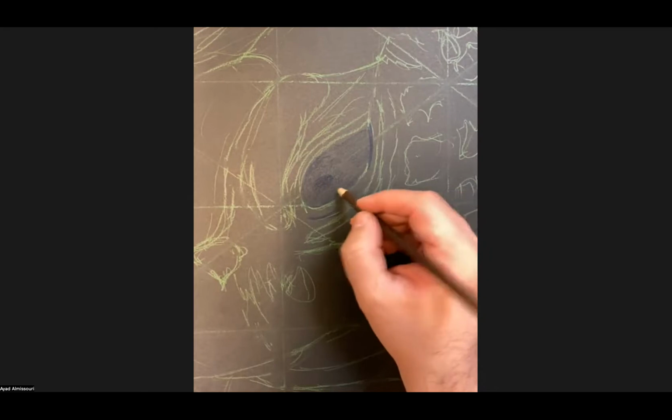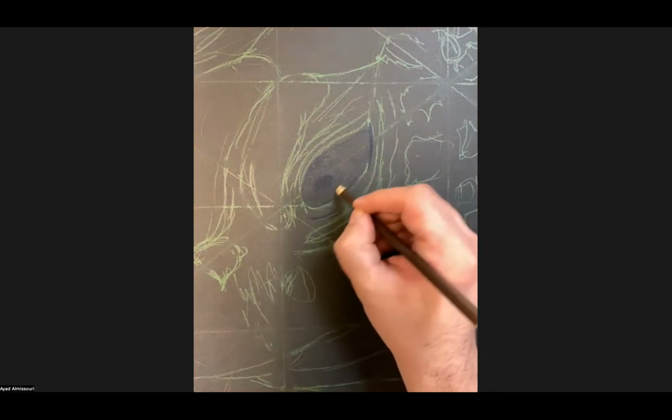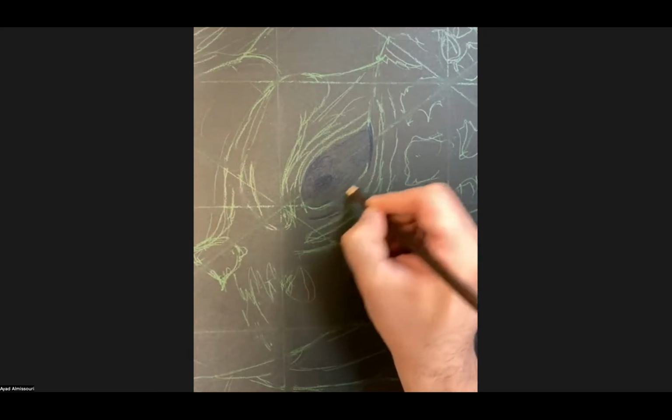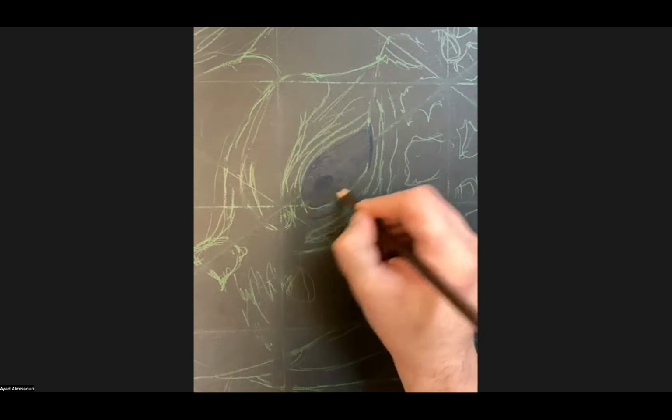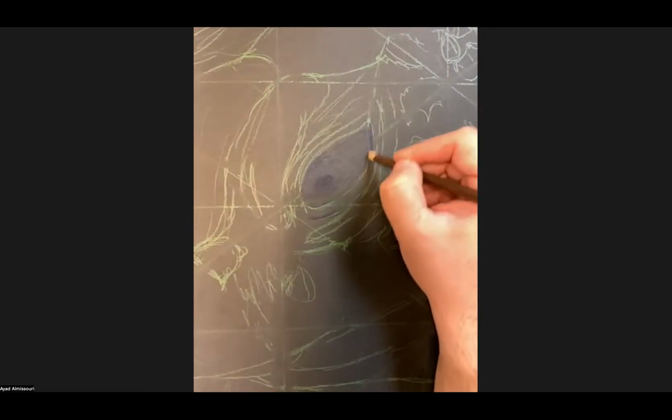So I'm going to add a layer on top of the blue. Again, this is all layering. And we'll get a nice even layer down here. But I'm also going to be adding a little bit of the layer over here, just a little bit.